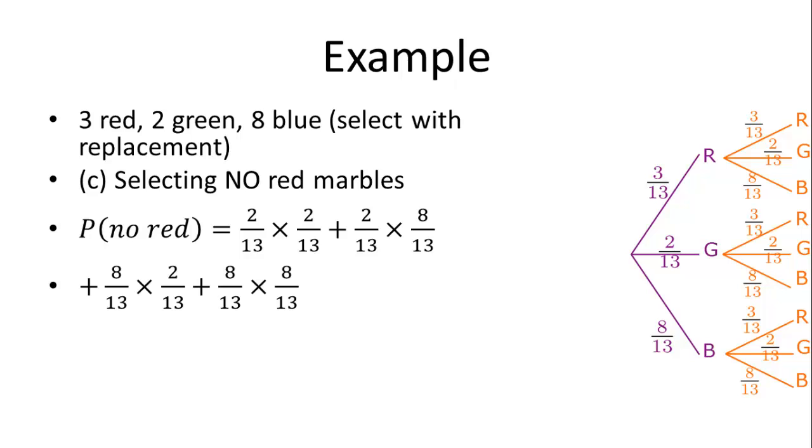Adding to that, of course, the times we start with the blue marble first time, blue, green, and then blue and blue. Multiply all that out, and we get 100 different ways of not getting a red marble out of 169. And that's it for this video.